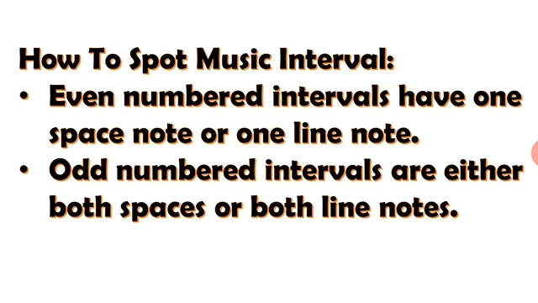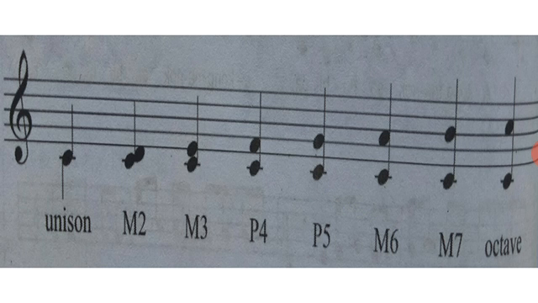So as you can see in M2, the other note is in line and the other note is on the space. The same with M4. The first note is in the line and the second note is on the space, and in M6, the first note is in the line and the second note is on the space. That is for even number intervals.